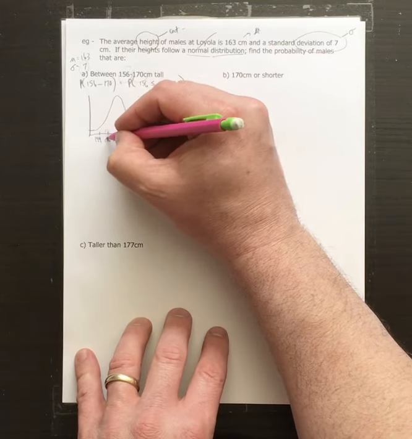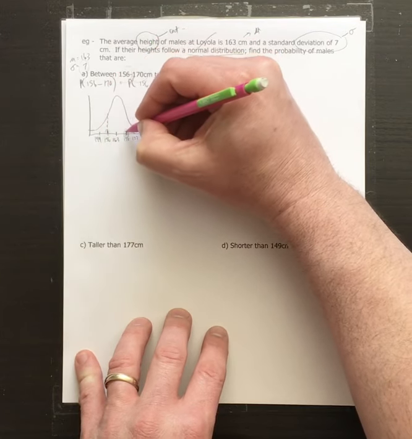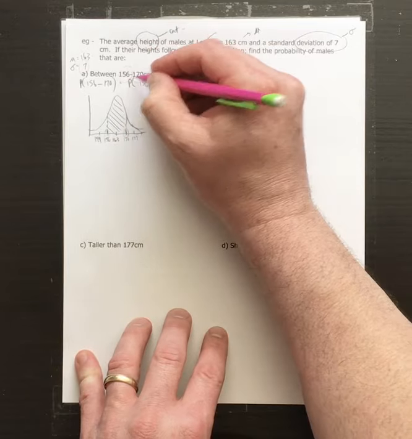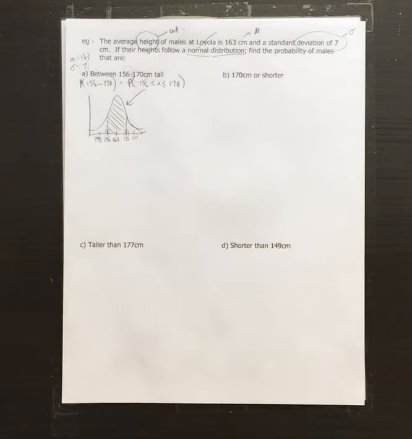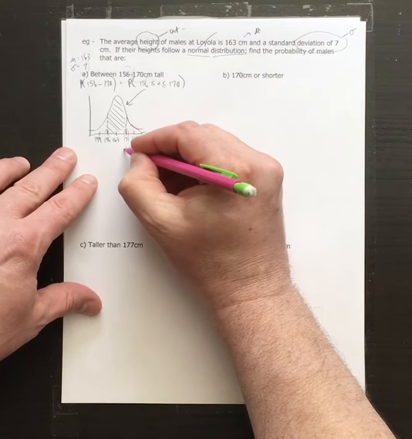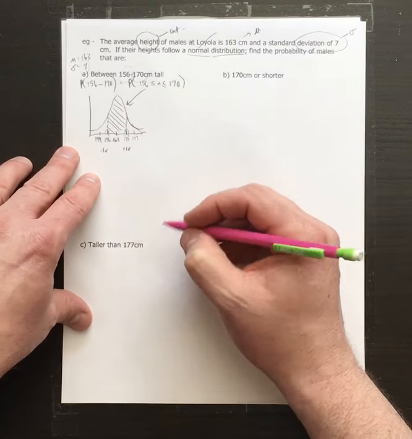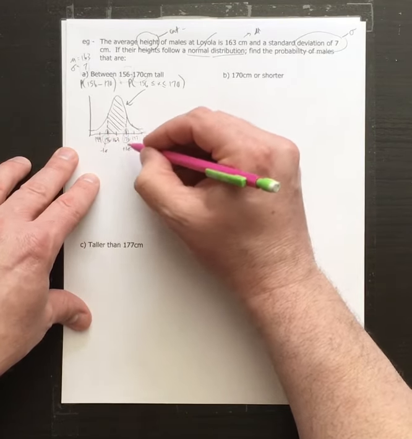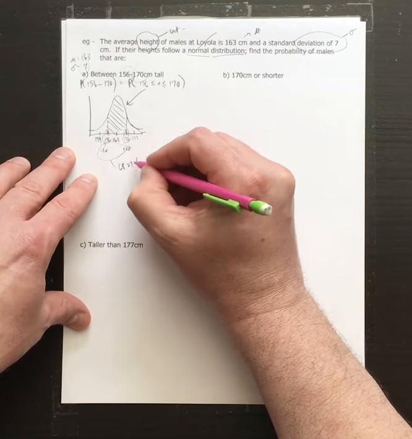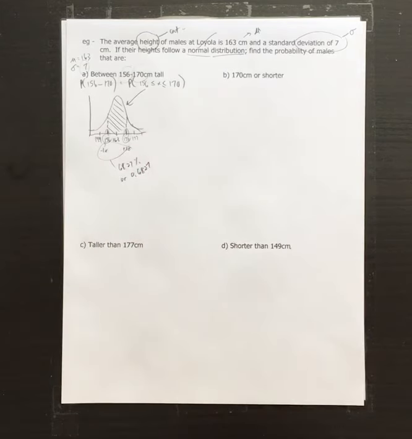156 is right here, and 170 is right here. If I go like that, I basically want the probability as the area under this curve. The probability is the area under that curve. Remember, this is 1 standard deviation above, or plus 1 standard deviation, and this is 1 standard deviation below. We know that for plus or minus 1 standard deviation, it's going to be 68.27%, or 0.6827 as a probability.